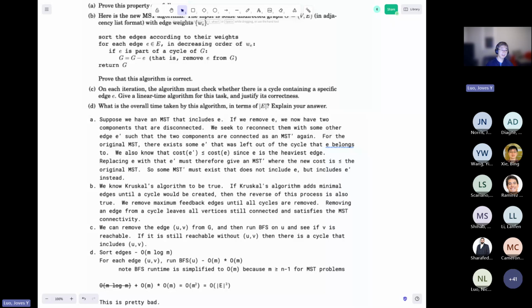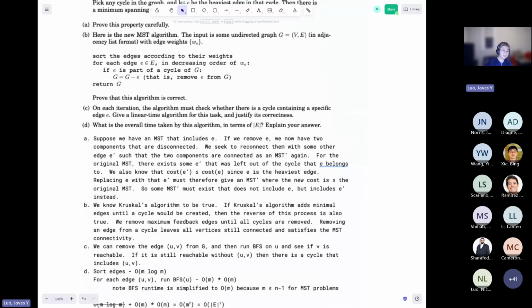Okay, so that is that. Part B is saying once we've proved that property, here is the new MST algorithm. The input is some undirected graph G in the adjacency format. What we're going to do is sort the edges according to their weights. For each edge in decreasing order of W, so going from heaviest to lightest, if E is part of a cycle in G, then we are going to remove it. And then we're going to keep trying, as long as our edges are part of a cycle, as we go from heaviest to lightest, we're going to remove it.